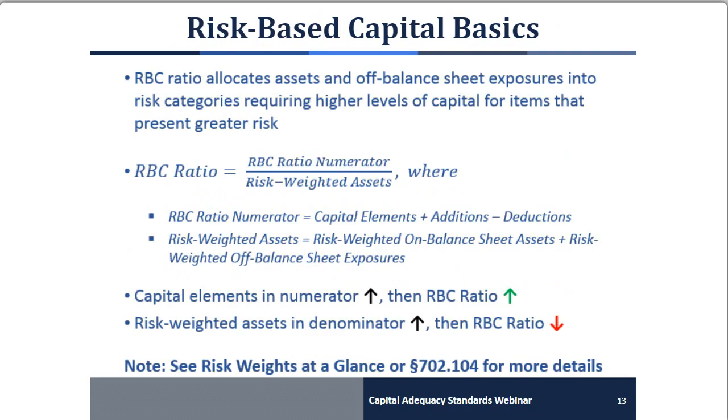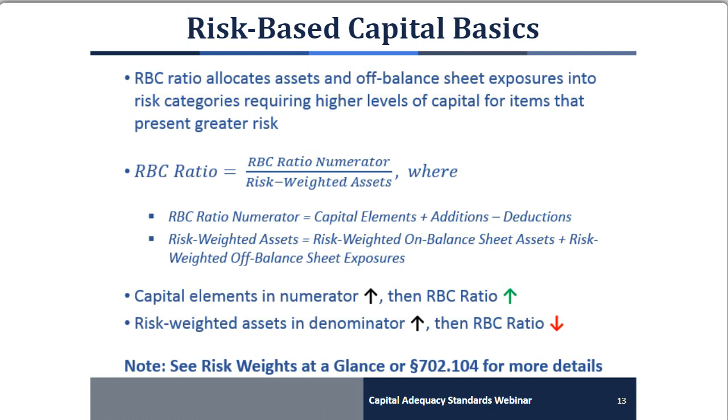This slide provides a quick introduction to the basics of the risk-based capital ratio. All on-balance sheet assets and off-balance sheet exposures are assigned a risk weight. Greater risk means higher risk weight. As you can see from the formula here, the capital elements make up the numerator. This is similar to net worth, but with a few additions and deductions that we'll go over later in the slides. Risk-weighted assets make up the denominator. More capital in the numerator is good for the RBC ratio. Conversely, greater risk-weighted assets in the denominator will decrease the ratio.